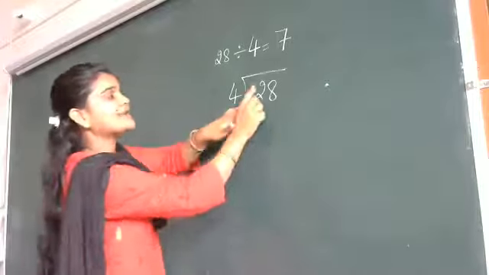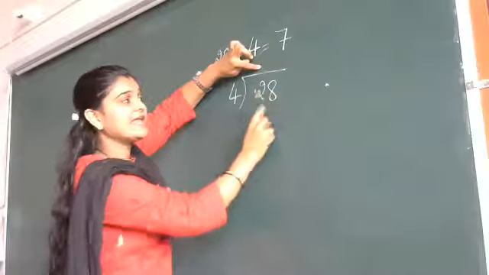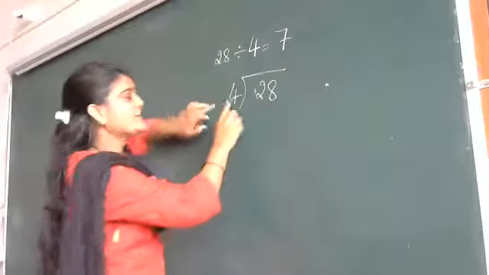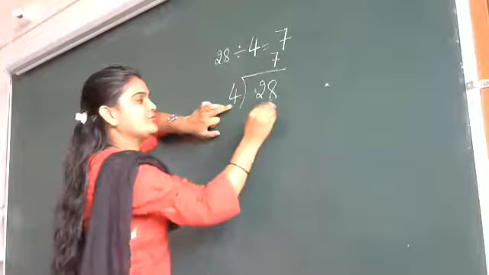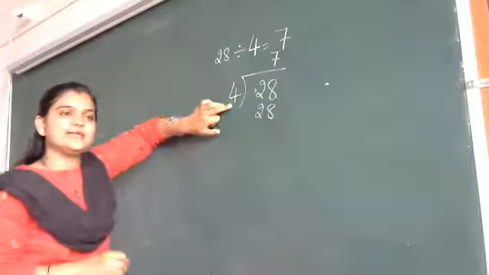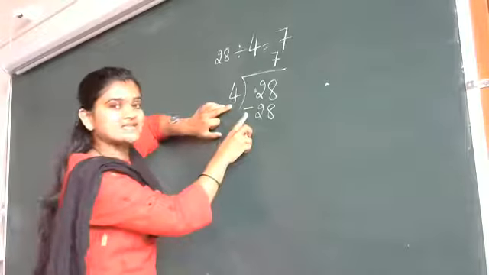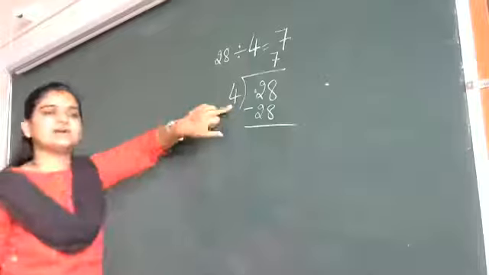Now, you can't write 7 on top of 2. You are including 8 also, so you leave this space blank. 4 sevens are 28. The operation that we follow here is subtraction. 8 minus 8. What is the answer?